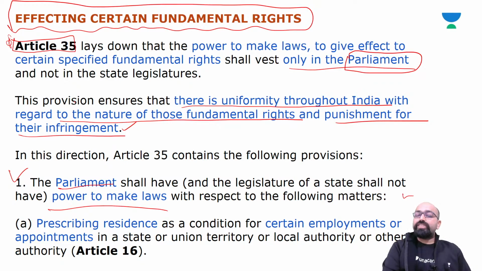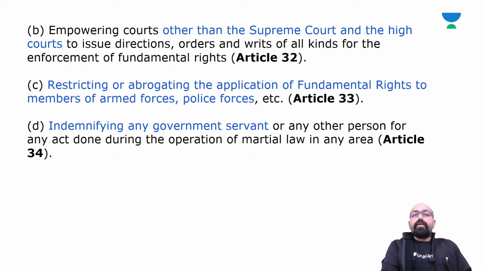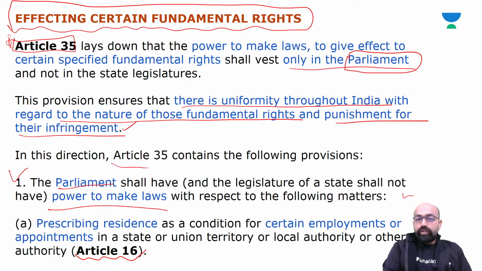Now we'll see a few provisions related with Article 35 where the Parliament shall have power to make laws with respect to the following matters. First, prescribing residence as a condition for certain employments or appointments in a state or union territory or local authority or other authority described in Article 16. Next provision, empowering courts other than the Supreme Court and the High Court to issue directions, orders and writs of all kinds for the enforcement of fundamental rights mentioned in Article 34. So here we are studying Article 35 related with the powers of the Parliament to make laws.